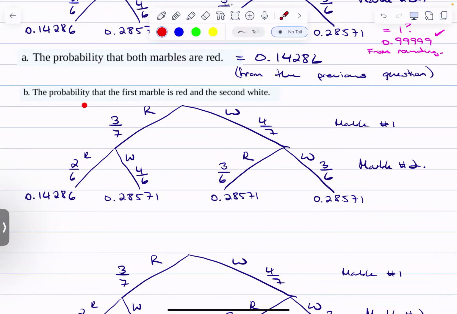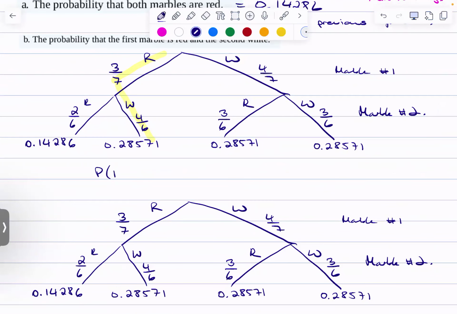We want the probability that the first marble is red and the second is white. Now, the only way that that can happen is through this branch. So what we write is we say the probability of R and W is 0.28571.